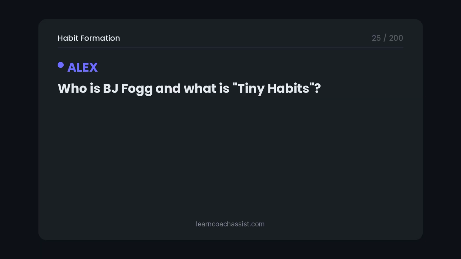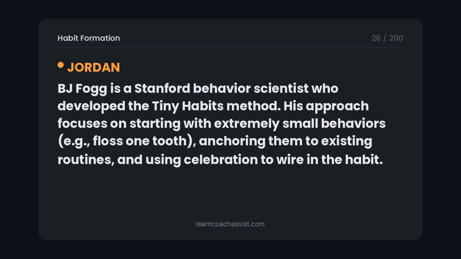Who is B.J. Fogg and what is Tiny Habits? B.J. Fogg is a Stanford behavior scientist who developed the Tiny Habits method. His approach focuses on starting with extremely small behaviors, e.g., floss 1 tooth, anchoring them to existing routines, and using celebration to wire in the habit.